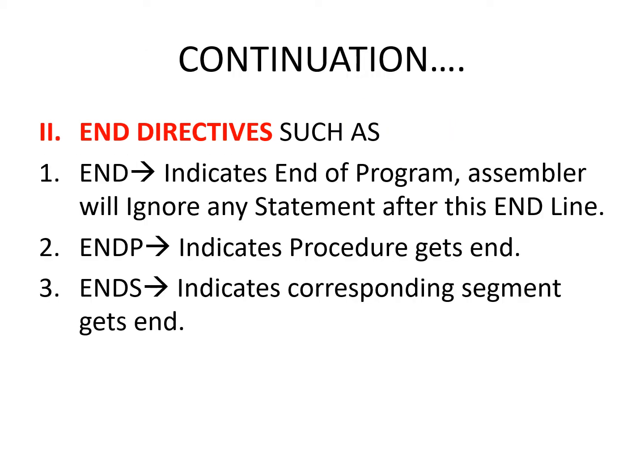Then in the next slide, we'll be seeing the next subdivision of directives, end directives, of which three types are there: END, ENDP, and ENDS. END indicates the end of the program. After this line in the program, if you write any statement, it will be ignored. That means the assembler will not read or execute that, it will ignore it. In the program we will see where we are using END.